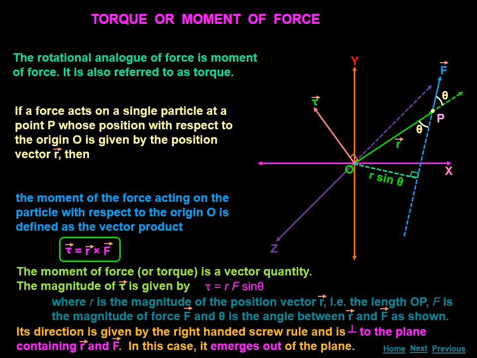The direction of torque is given by the right hand screw rule, and it is perpendicular to the plane containing r vector and F vector. So the direction of torque is always perpendicular to both r vector and F vector, and in this case it emerges out of the plane. So this torque vector arrow is emerging out of the plane, and it is perpendicular to both F vector and r vector.